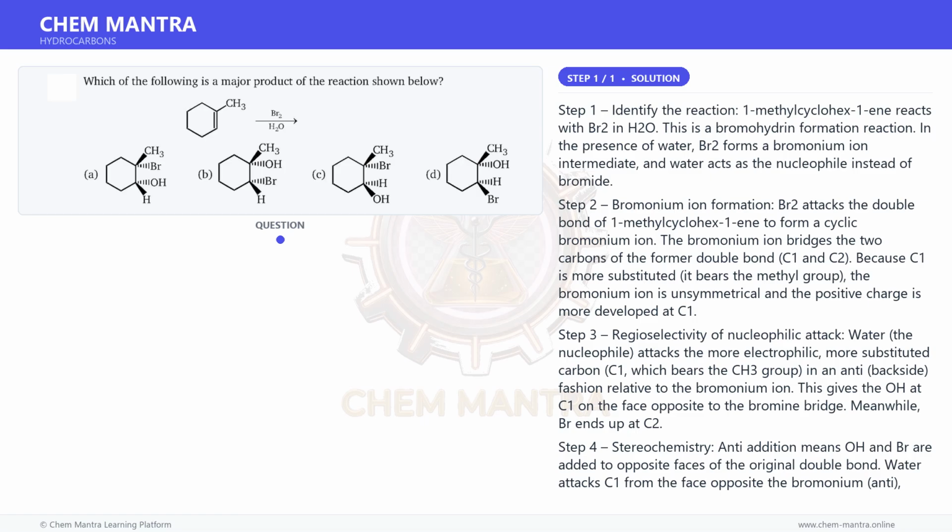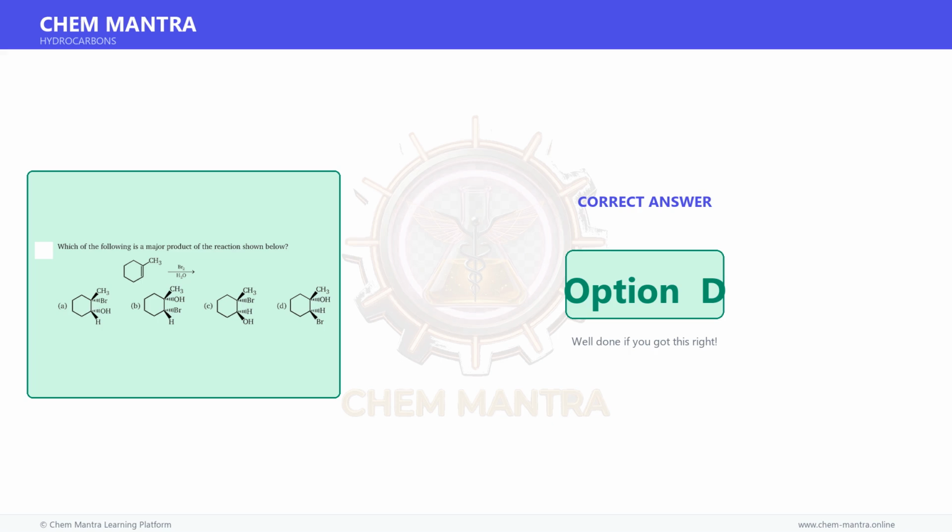Correctly shows anti-addition with OH at the more substituted C1, Markovnikov-like water attack, and Br at C2 in a trans relationship. Therefore, the correct answer is D. Therefore, the correct answer is option D.